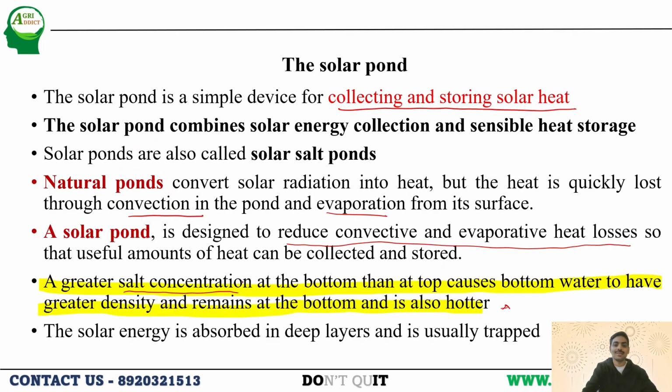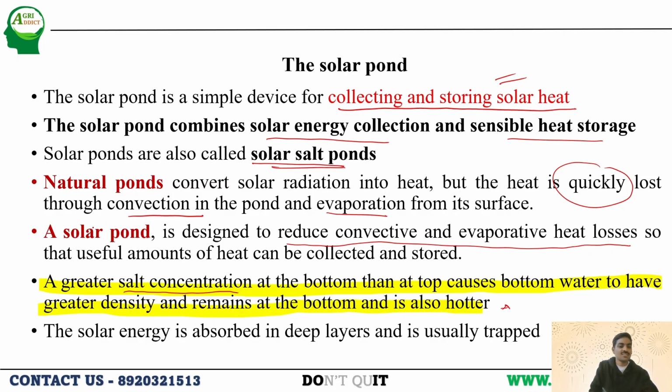Okay, next, solar pond. A solar pond is a simple device for collecting and storing solar heat. Here the solar pond combines solar energy collection as well as sensible heat storage. These solar ponds are also called solar salt ponds. Why? Because salt is being used, or it is constructed in a brackish water area which is rich in salt. In natural ponds, if you observe, convection and evaporation are more, and the heat loss through convection is more, that is, heat will be lost easily.